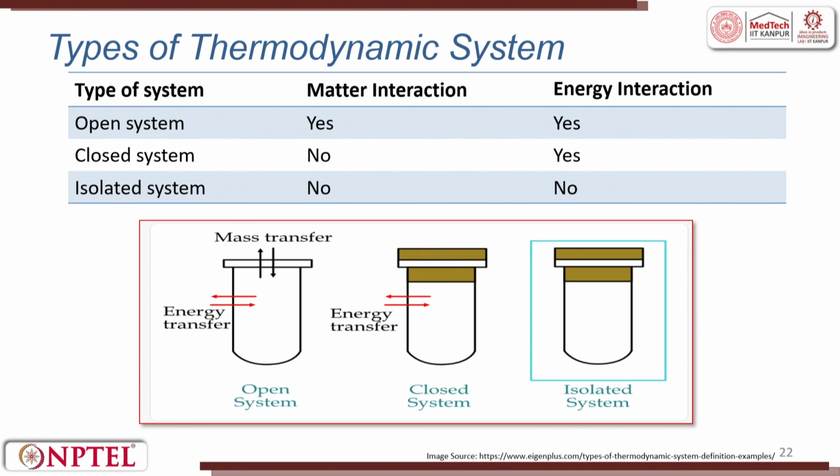So we will try to see the example. So if you try to see that system, open system, closed system, isolated, then matter interaction yes, and in closed system no, and isolation also no. So in the open system, when you talk about energy yes, and in closed system we talk about energy yes, and isolated system both are no. This and this are no.